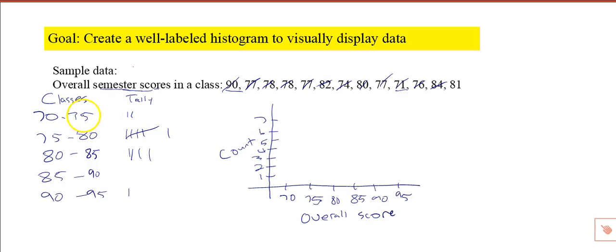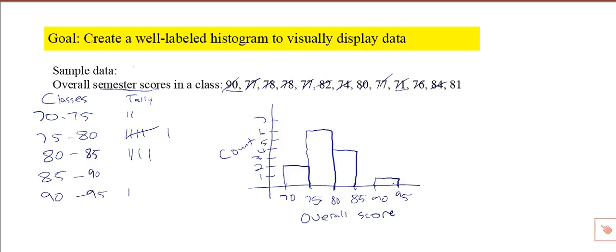Between 70 and 75, I had 2. So I'm going to make a bar that goes up to 2. Between 75 and 80, I had 6. So I'm going to go up to the 6. And I'm just making this into a bar chart. 80 to 85, I had 4. So I'm going to make that go to 4. 85 to 90, I didn't have any. That's okay. A gap is a perfectly fine feature. And then 90 to 95, I had 1.